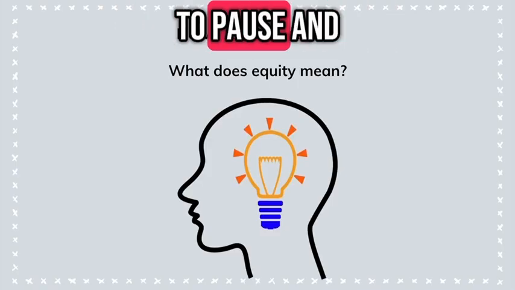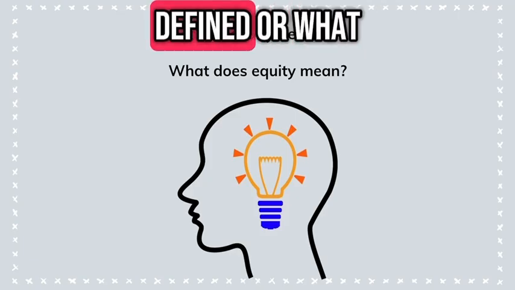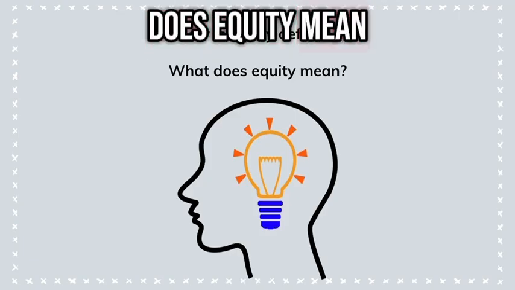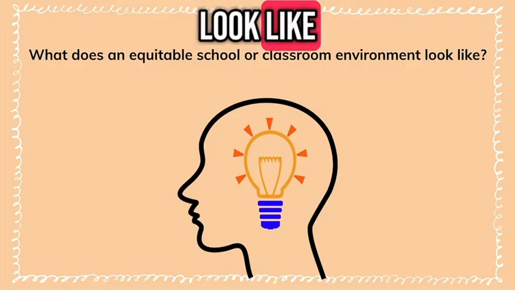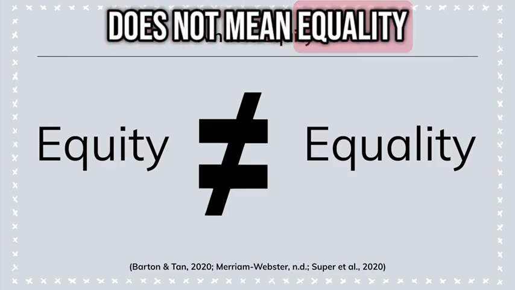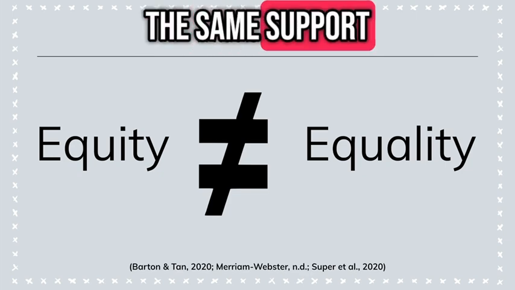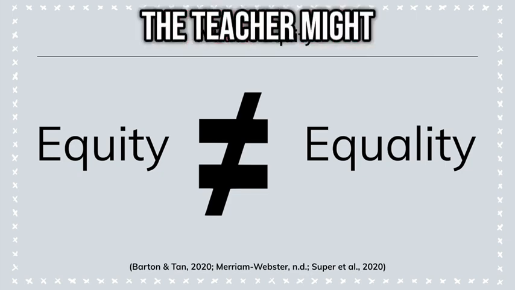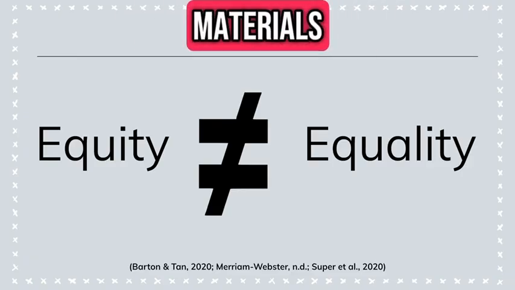I want you to pause and think about what you currently know about equity. How is equity defined, or what does equity mean? And what does an equitable school or classroom environment look like? One key aspect is that equity does not mean equality. With equality, everyone is provided the same materials or the same support. For example, in the classroom, the teacher might provide each student with the same pencil, paper, or learning materials.